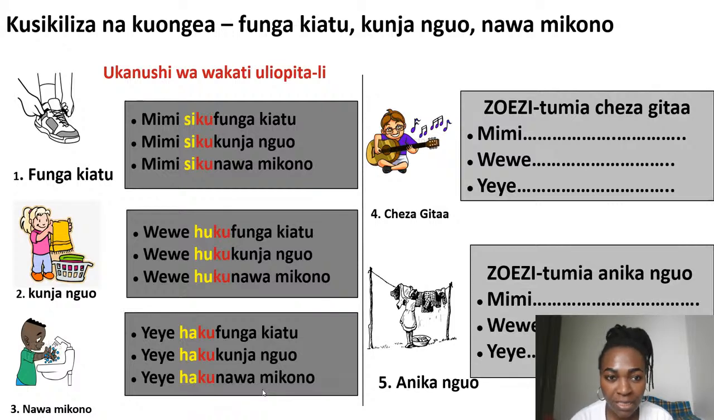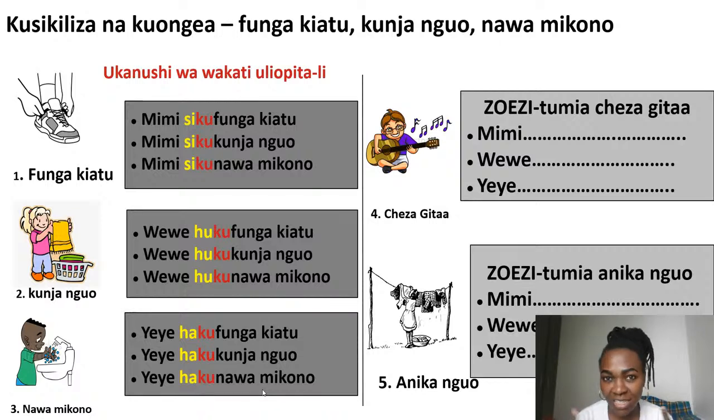Mimi sikufunga kiatu. I did not tie my shoe. So mimi sikufunga kiatu. The past tense is mimi nilifunga, and now the negation is mimi sikufunga. So what is changing? The li is changing to ku, and then ni is changing to si. So it becomes sikufunga kiatu.